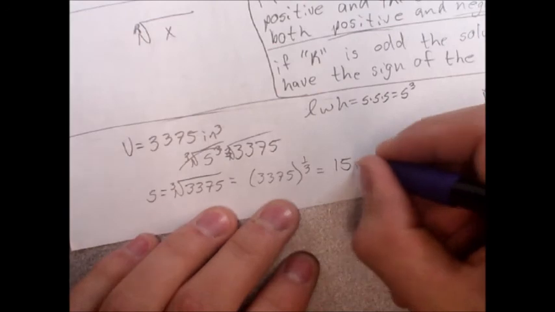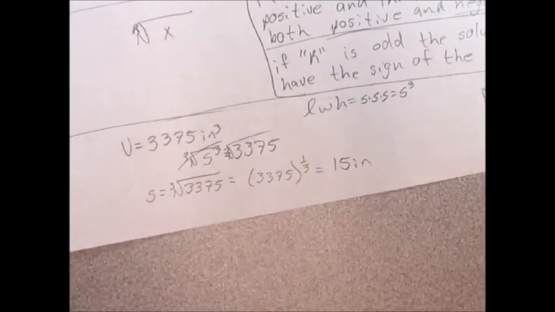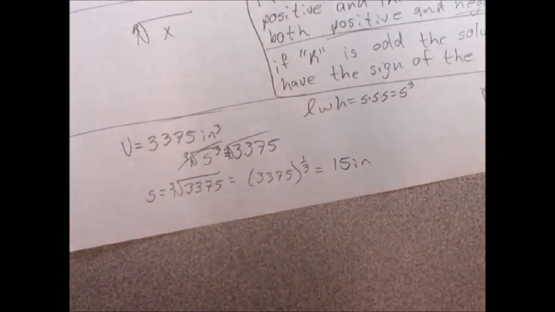Good. If my number, for some reason, came out negative after I typed it into my calculator, what would I definitely know? Think about it. Can you have a negative side length? What would I know about my answer? It's wrong.